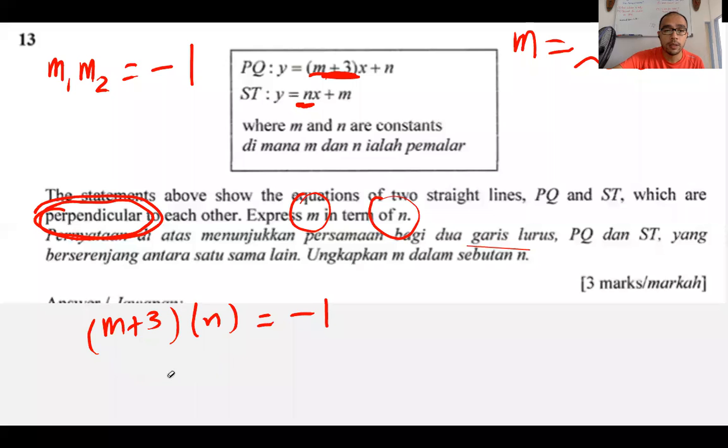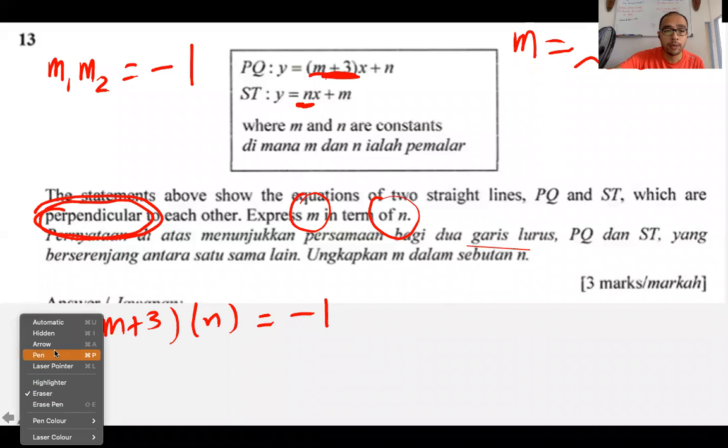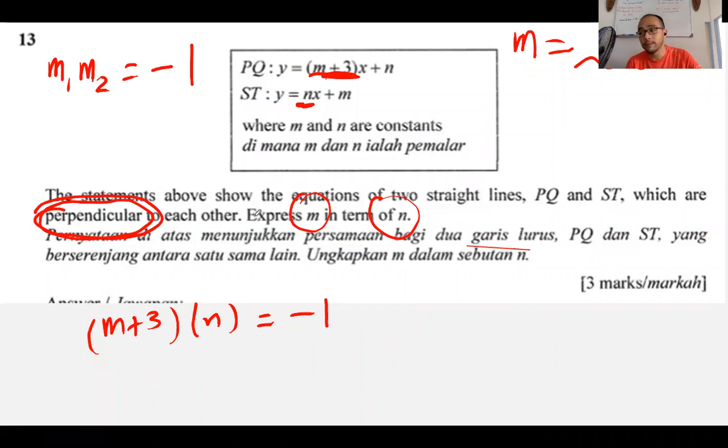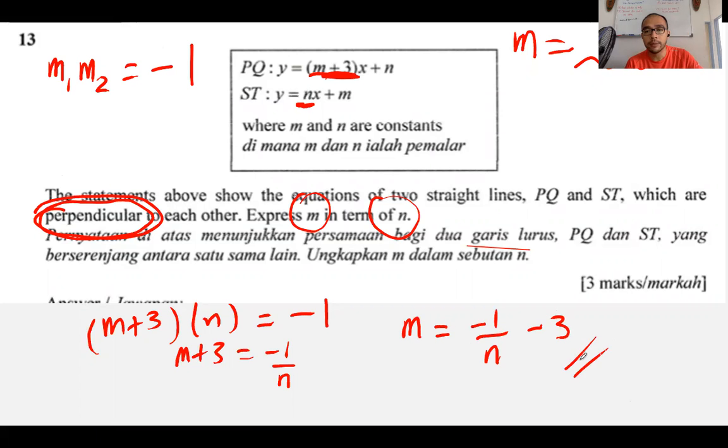So what am I going to do? I'm going to move the n across. So m plus 3 equals to -1 over n. So my final answer is m equals to -1 over n minus 3. Done.